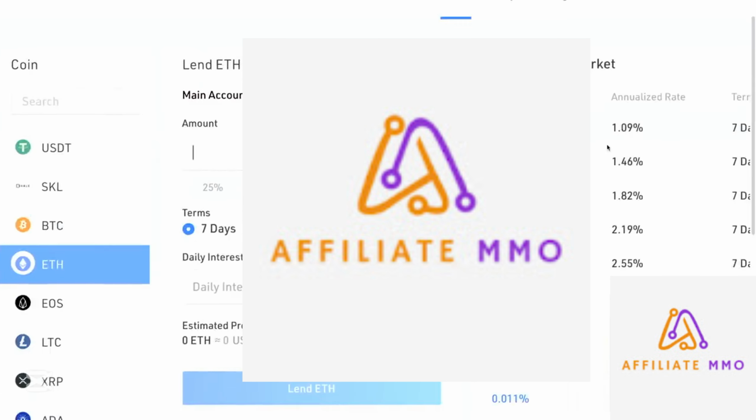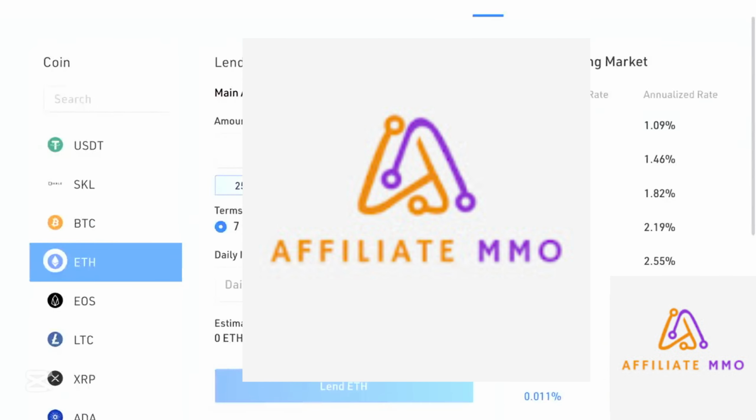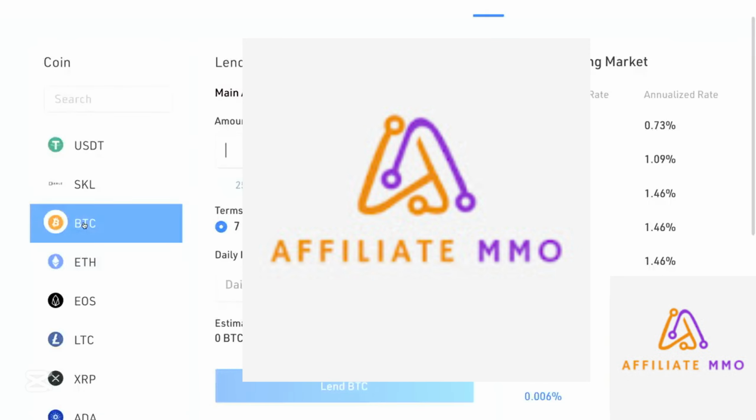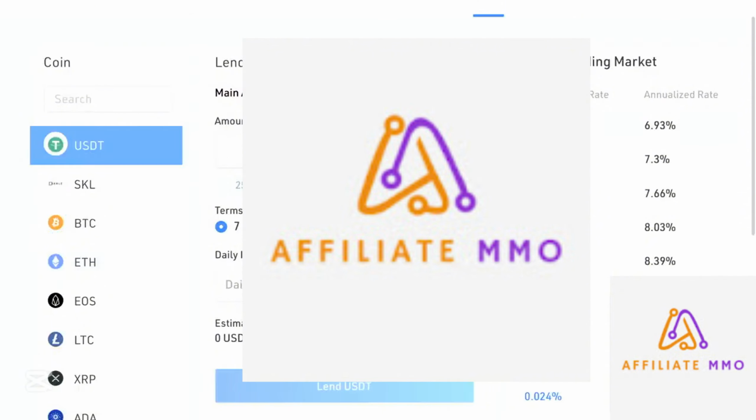Ethereum has an annualized rate of 1% APY. That's not very competitive. I would probably go somewhere else like Nexo, somewhere like that. Got those videos in the description if you need. Bitcoin, again, not the best rates. But if we look at US dollar tether, we're getting pretty good rates.